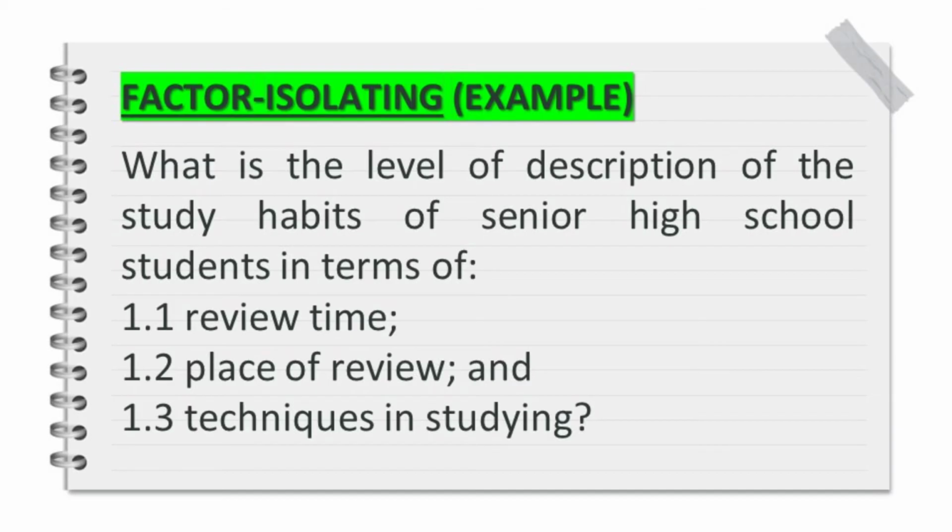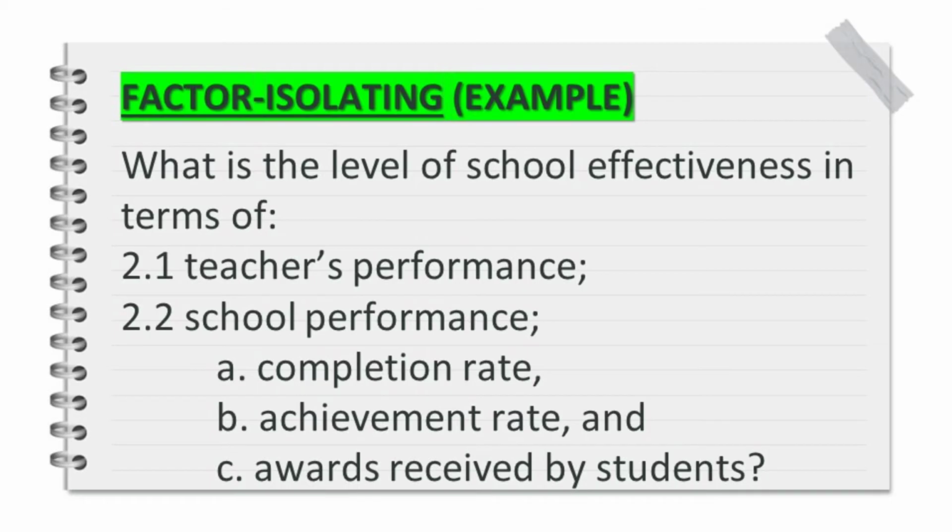Example, what is the level of description of the study habits of senior high school students in terms of 1.1. Review time, 1.2. Place of review, and 1.3. Techniques in studying. Another example, what is the level of school effectiveness in terms of 2.1. Teachers' performance, 2.2. School performance, A. Completion rate, B. Achievement rate, and C. Awards received by the students.